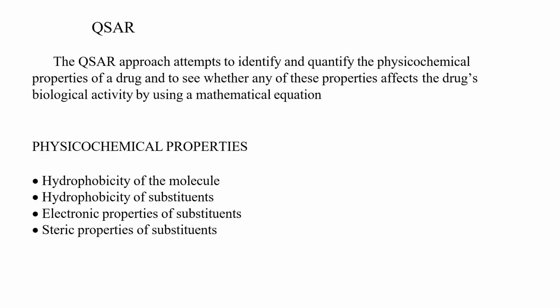Now this quantitative structure activity relationship approach attempts to identify and quantify the physico-chemical properties of the drug. By studying the physico-chemical properties of the drug, we find whether any of these properties affect the drug's biological activity by using mathematical equations. So by using some mathematical equations, we are correlating the physico-chemical properties with the drug action. So the correlation is based upon the mathematical equation. We are going to prove with mathematical equations how the physico-chemical properties of the drug relate to its biological activity.